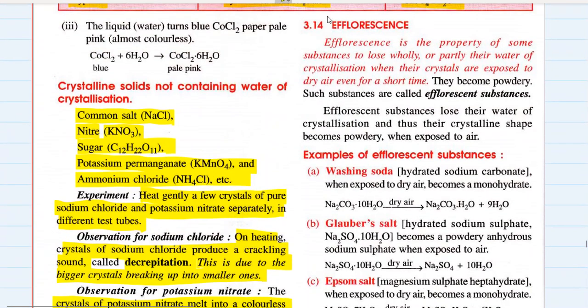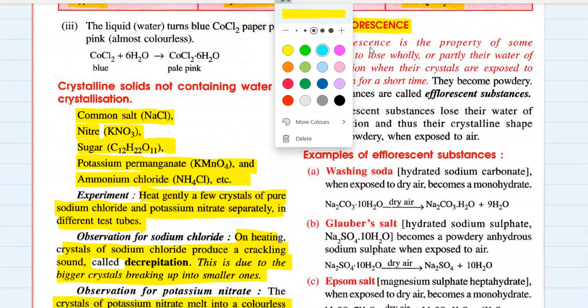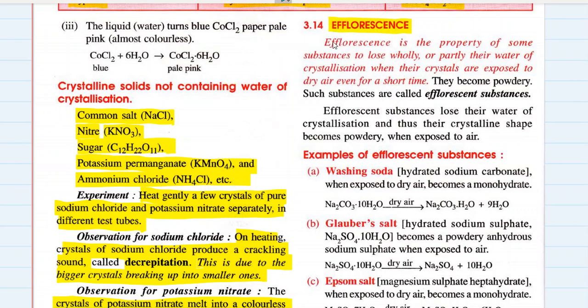Okay, first important term. Please remember the definition. This term is known as efflorescence. Efflorescence is the property of some substances to lose wholly or partly their water of crystallization when their crystals are exposed to dry air even for a short time. So these salts contain water of crystallization, and when you expose them to the atmosphere, they lose this water of crystallization wholly or partly, and they become dry.